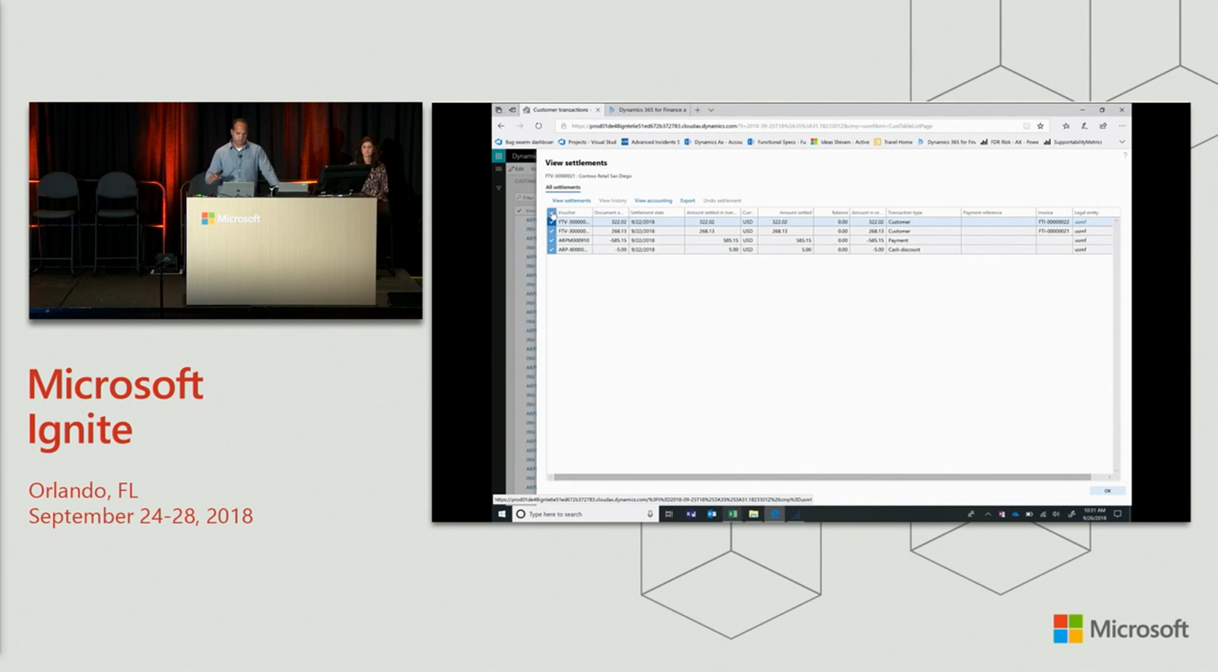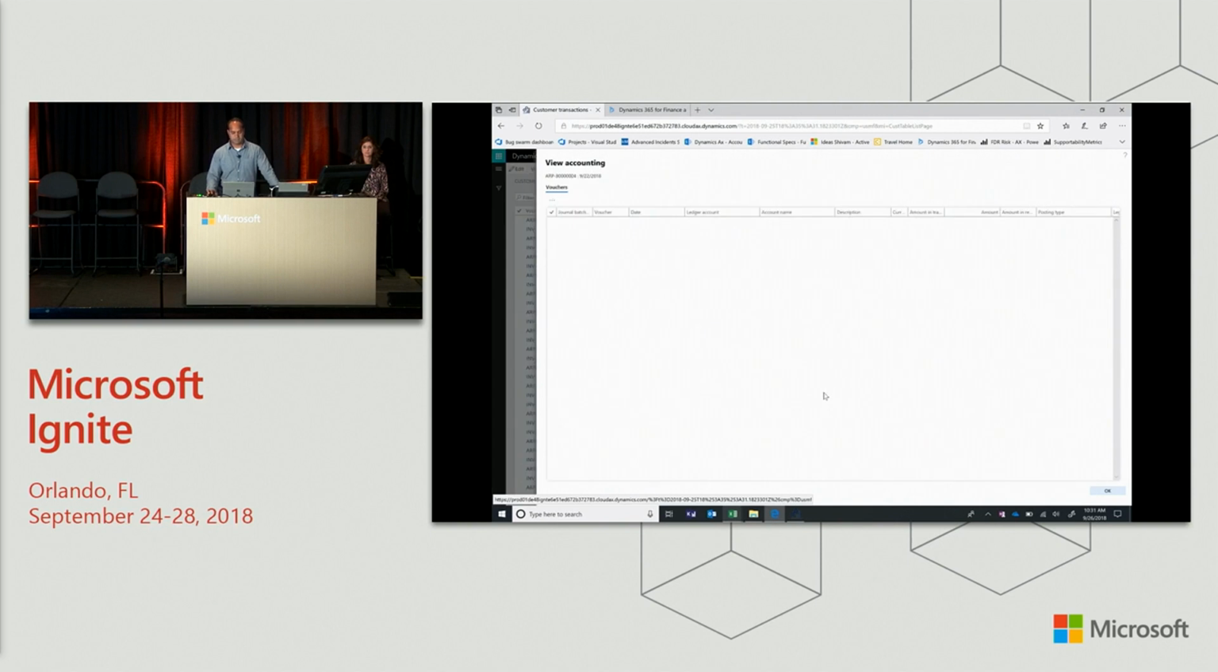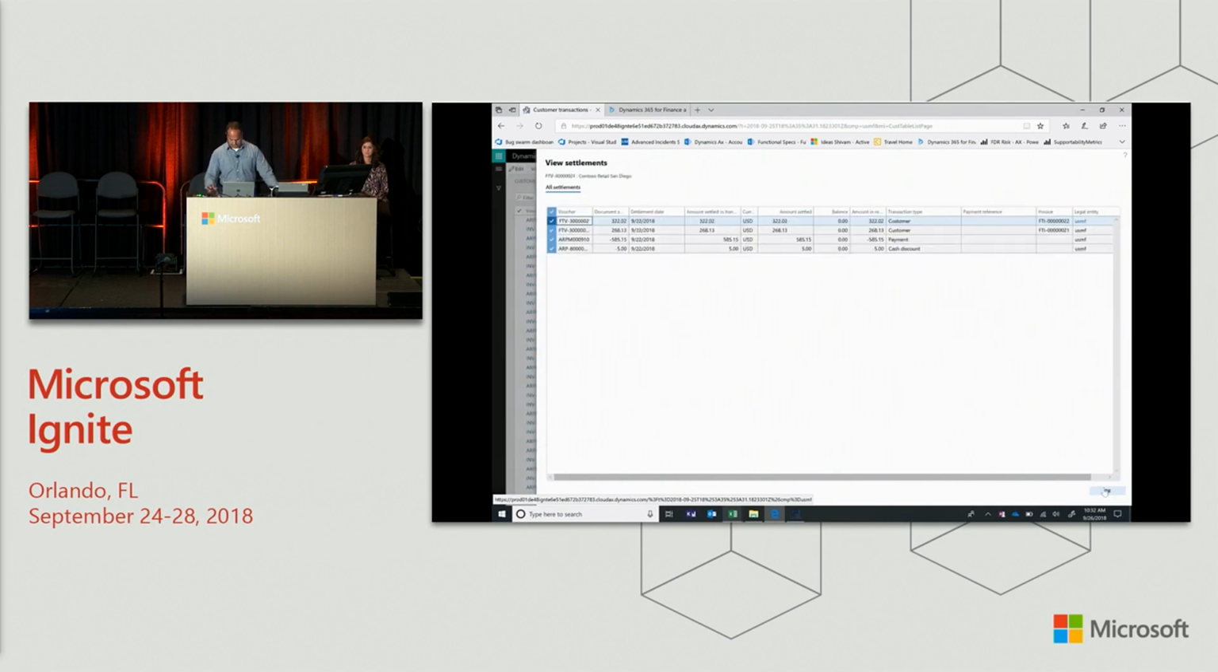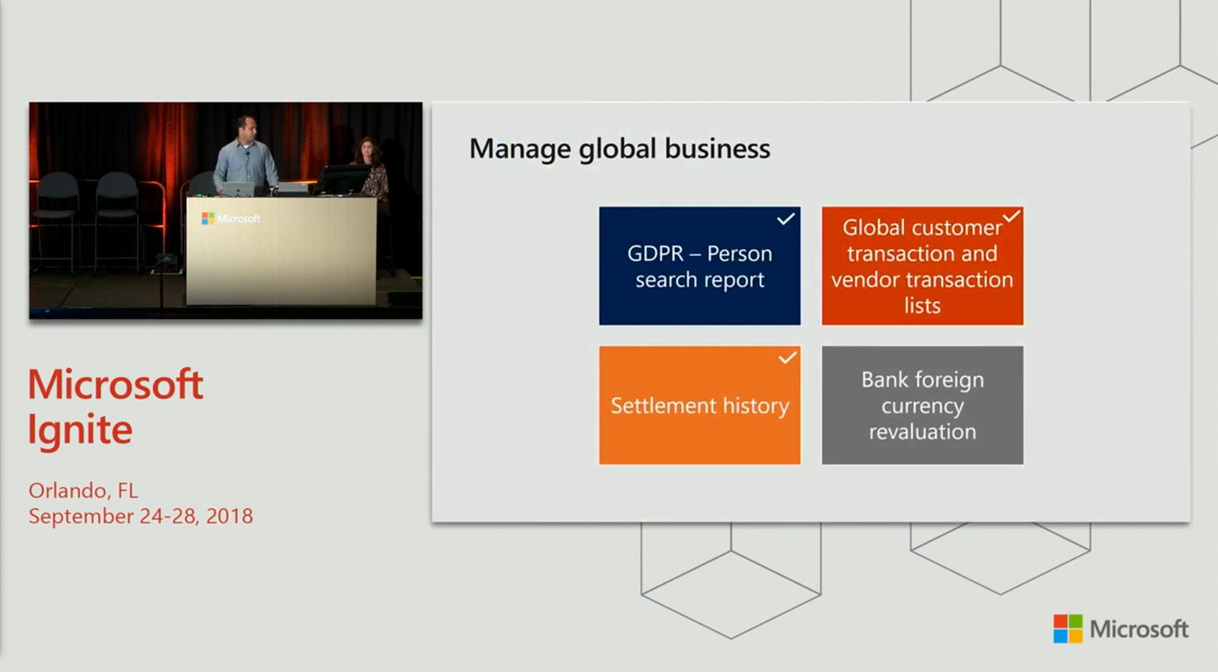Now, if I wanted to view the accounting for this whole settlement, I could select all those and click on View Accounting, and there I would see the detailed accounting for the invoices, the payments, and the cash discounts that have been posted. This was at least 3 to 4 clicks before for each of these transactions in finance and operations. Now you can get this by a couple of clicks. Great.